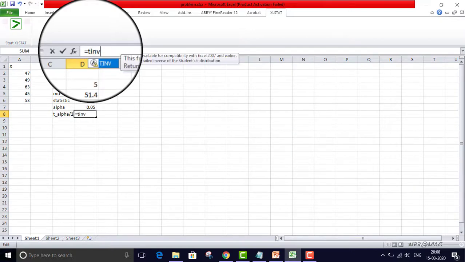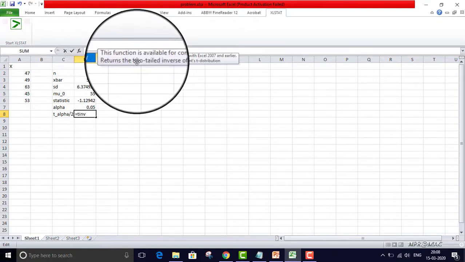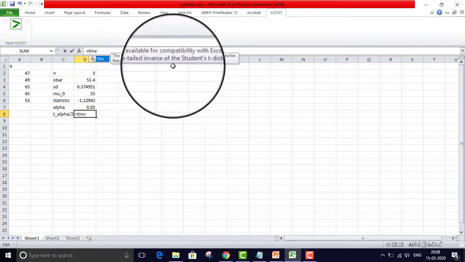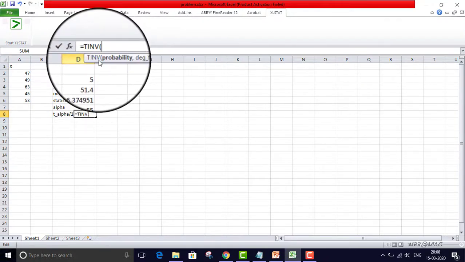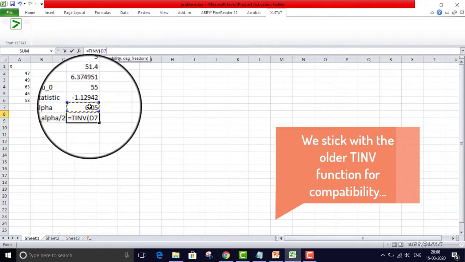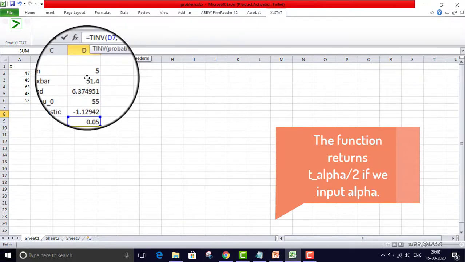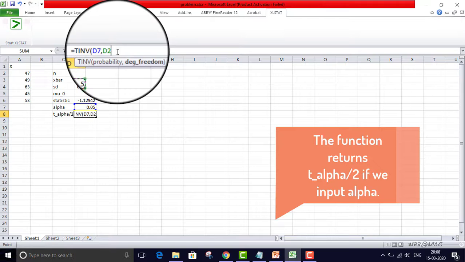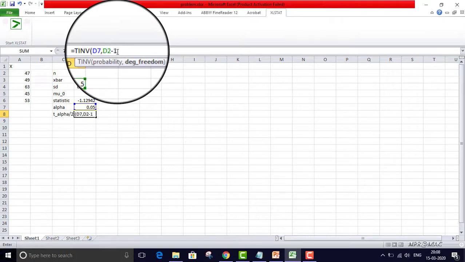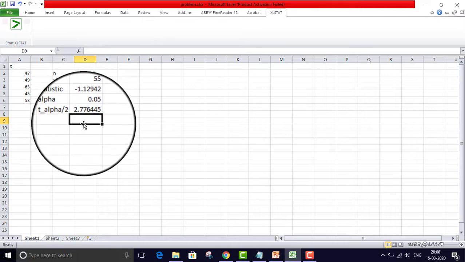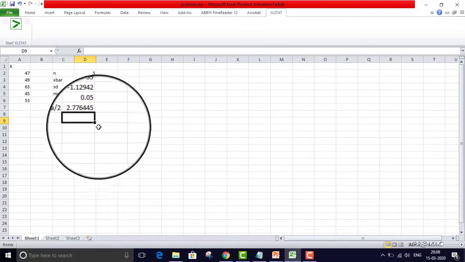Note here that the TINV function gives you the two-tailed critical region. That is, when you put alpha equal to 0.05, what you get is t alpha by 2. So if you want a one-tailed critical region, you must input the probability value equal to 2 times the value of alpha. For example, if you choose alpha equal to 0.05 in a one-tailed test, you have to enter the probability value as 2 into 0.05 equal to 0.1.